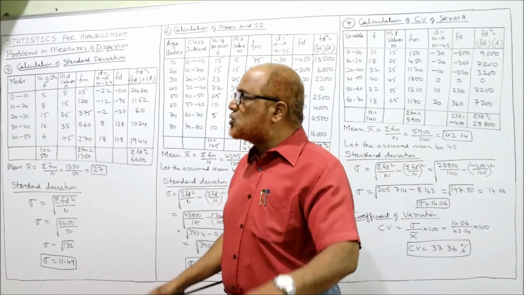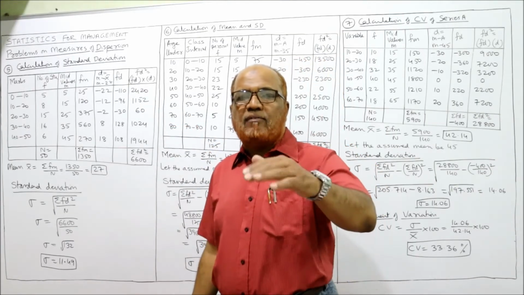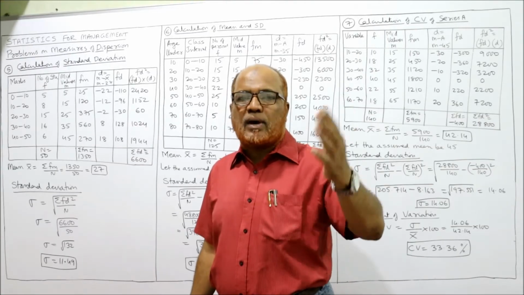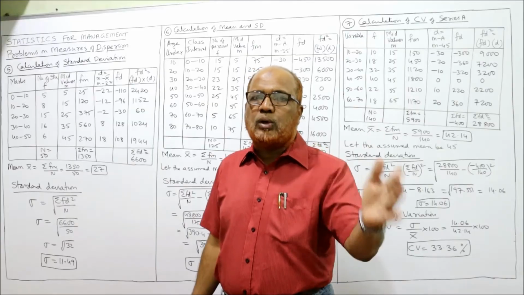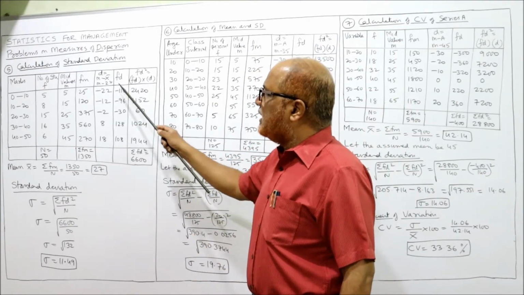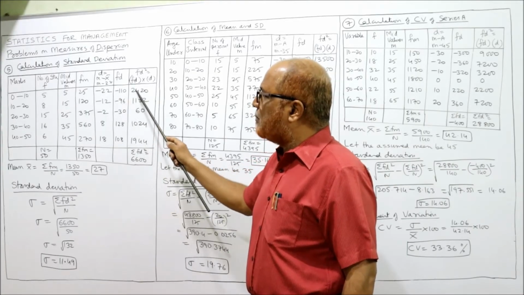Now FD square. Don't square FD directly. Normally students commit this mistake. To find FD square, they square the FD. That is wrong. FD square means FD into D. So this is FD and this is D. Multiply these two values. Minus into minus will become plus.